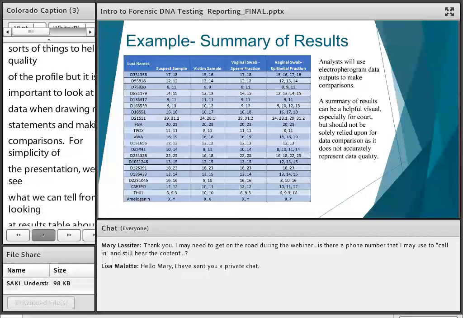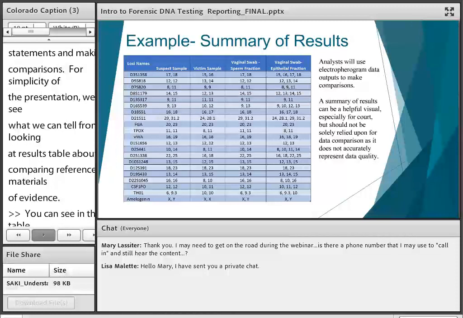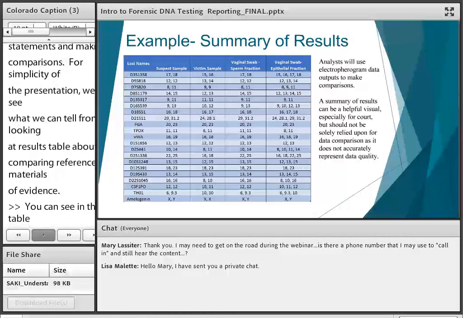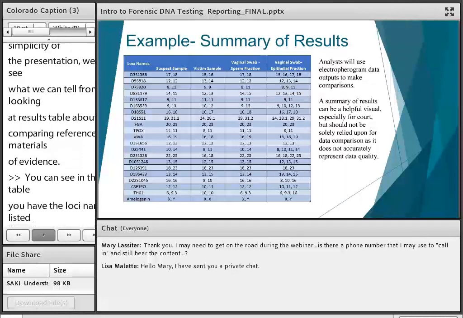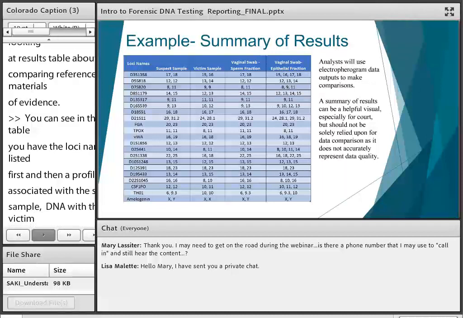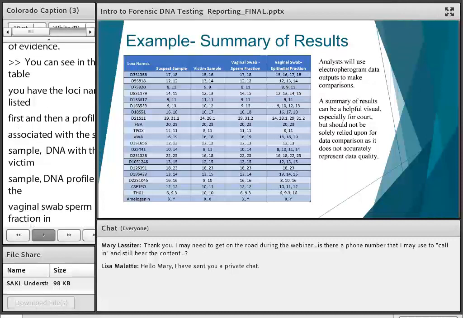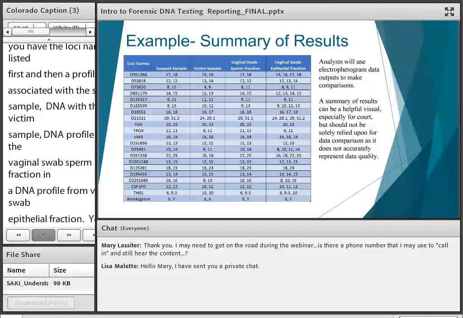So now you can see in this table, you have the loci names listed first, then a DNA profile associated with a suspect sample, a DNA profile associated with a victim sample, the DNA profile from the vaginal swab sperm fraction, and a DNA profile from the vaginal swab epithelial fraction. So you can go line by line and compare the suspect and victim sample to the profiles obtained from the sperm fraction and epithelial fraction.